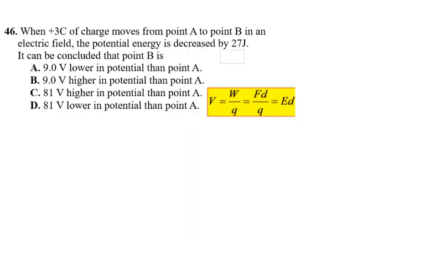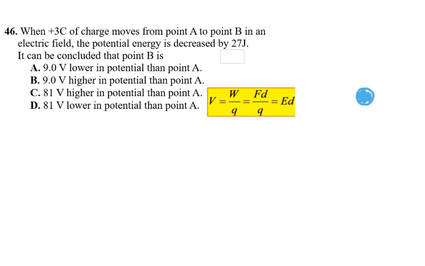Here's a somewhat tricky question, number 46. When a positive 3 coulomb charge moves from point A to point B in an electric field, the potential energy is decreased by 27 joules. It can be concluded that point B is 9 volts lower in potential than point A, or maybe 9 volts higher in potential than point A, or 81 volts higher in potential than point A, or 81 volts lower in potential than point A. So I'm going to say here's the charge, and let's call it Q.